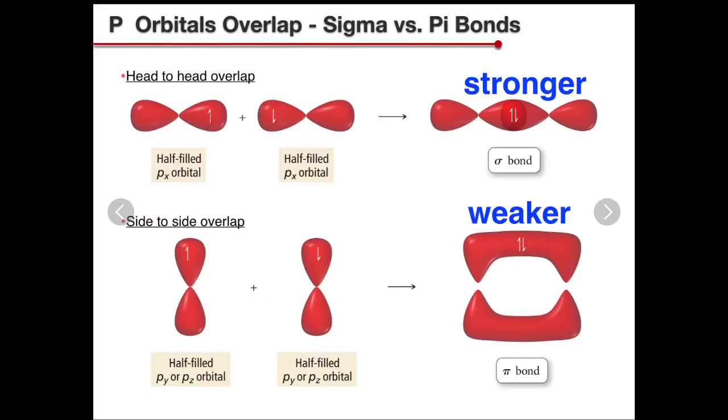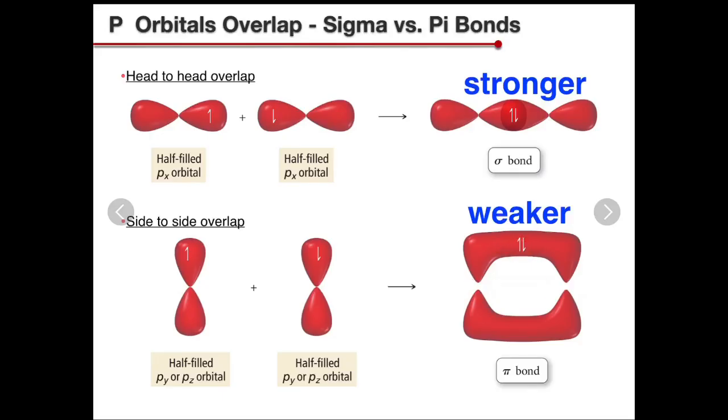So the sigma bond is much stronger than the pi bond. The reason for that is because the electrons are shared between the two nuclei. In this case, it would be stronger because the interaction between nucleus positive, negative, positive is much stronger than when it's out of plane. These two electrons are sharing, but it's outside the plane of the two nuclei, so it makes the pi bond a little bit weaker.